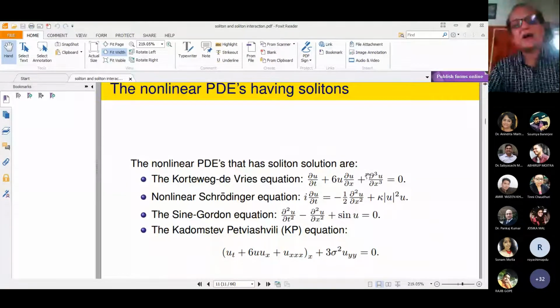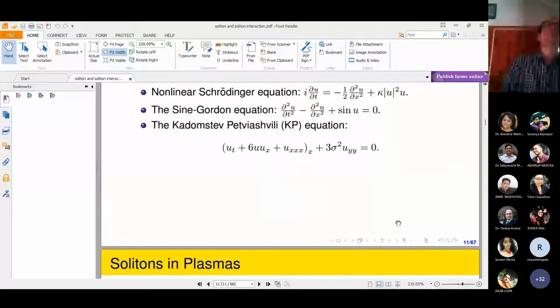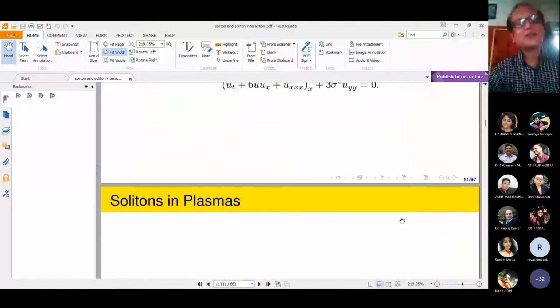There are other equations also that produce solitary waves. Like this is the nonlinear Schrodinger equation. It arises in fiber optics. This is the Sine-Gordon equation. This is the Kadomtsev-Petviashvili or KP equation. This is the 2 plus 1 dimensional KdV equation. There are Zakharov equations. There are Boussinesq equations. Thousands of equations arise. And we started understanding the nonlinear feature and the beauty of the nonlinear feature.